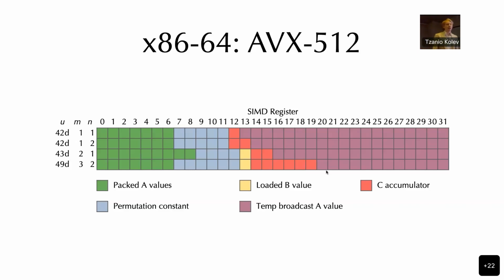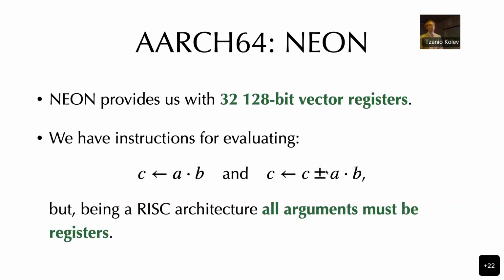Okay, so that's AVX512 and the rather neat strategy that it allows. We're now going to look at ARM. We're going to look at the traditional vector instruction set called Neon, which gives us 32 128-bit registers. And we get our usual set of instructions for doing A times B and C plus minus A times B. But since ARM is a RISC architecture, A, B, and C must all be registers. We can't do memory operands inside arithmetic instructions.